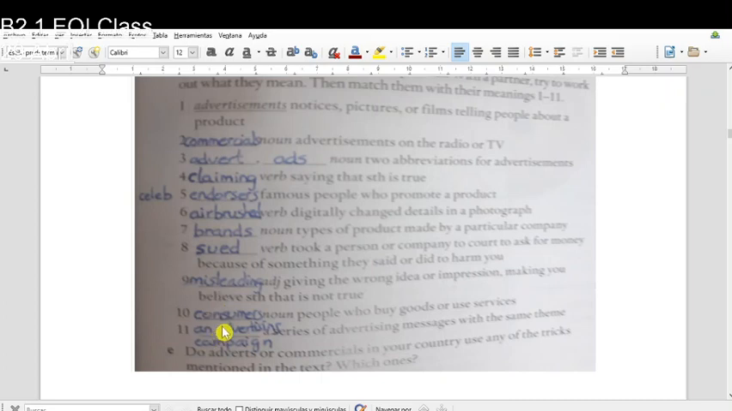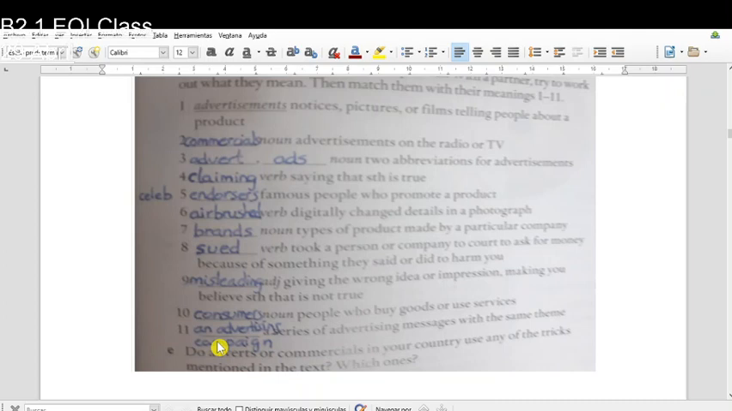10. Consumers, it's a noun, people who buy goods or use services. They are consumers. Yeah. And an advertising campaign, a series of advertising messages with the same theme. La campaña de anuncios, an advertising campaign. Then these were important vocabulary, yeah, important words you needed to find and match with the meaning regarding the text. Then, what are we going to do now?